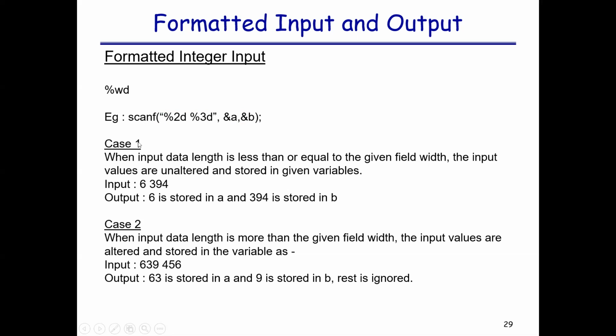So see here, now this is case 1. When the input data length is less than or equal to the given field width, the input values are unaltered and stored in the given variables. Suppose the user enters 6 for A and 394 for B. Here W is 2 and W is 3. So what happens? No problem. 6 is stored into A and 394 is stored into B. So what is case 1? If the input data length is less than or equal to the W which you supply here, then there is no problem. Understand the points?